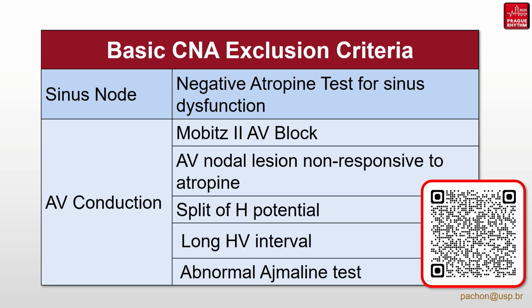In AV conduction, do not indicate cardioneuroablation in cases of Mobitz type 2 AV block, in cases of AV nodal lesion non-responsive to atropine, in cases of split H potential, in cases of long HV interval, and in cases of abnormal ajmaline test.